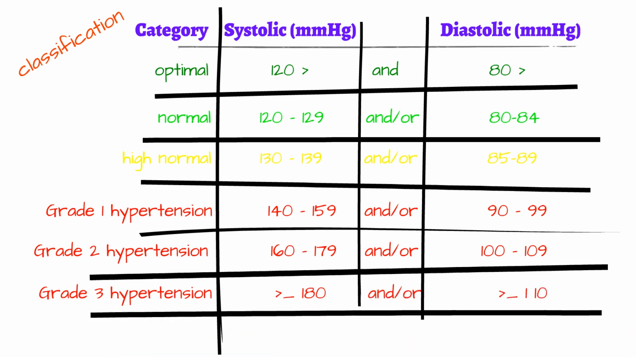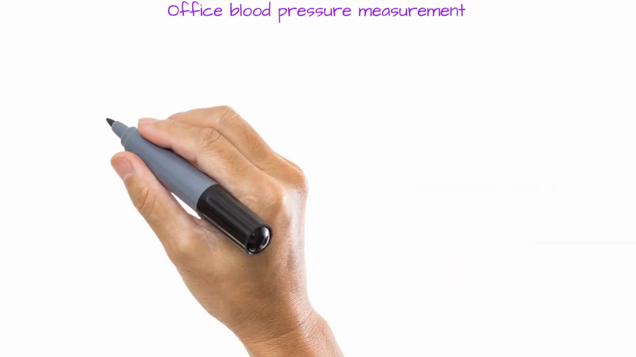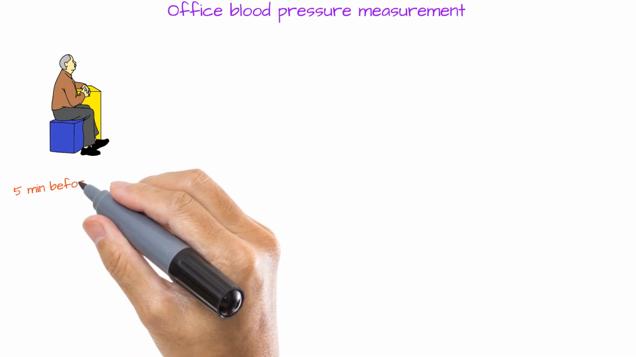than 110. And the last one is isolated systolic hypertension, the systolic blood pressure equal to or more than 140 and diastolic less than 90. Office blood pressure measurement. Patients should be seated comfortably in a quiet environment for 5 minutes before beginning blood pressure measurement.